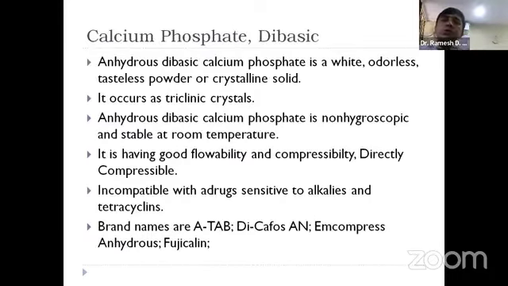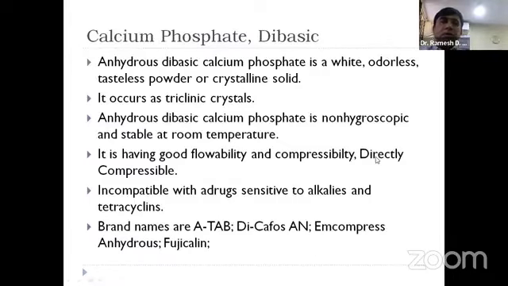And when we use dibasic calcium phosphate with a small amount of lubricant, it may lead to wearing and tearing of the dies and punches. There are chances of generation of scratches on the dies and punches surface. Hence, the tablet formulation should be properly lubricated when we are using dibasic calcium phosphate as a diluent. It is incompatible with alkali sensitive drugs and tetracyclines.